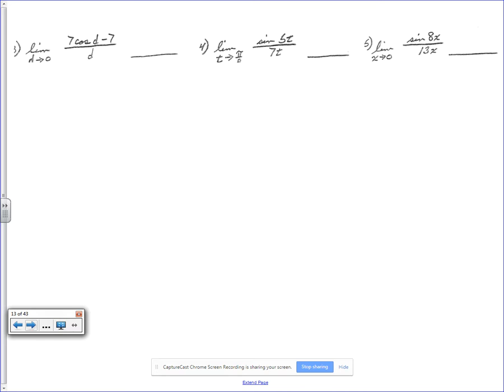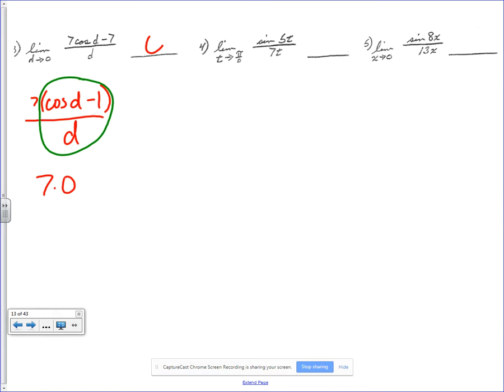Number 3, we can use one of our special trig identity limits if I factor out a 7. And then we have this portion right here. That is 0. So effectively, we have that for a limit of that. Number 4, please note that this is simpler than it looks. We're approaching pi over 2, so I can go ahead and just plug in pi over 2.